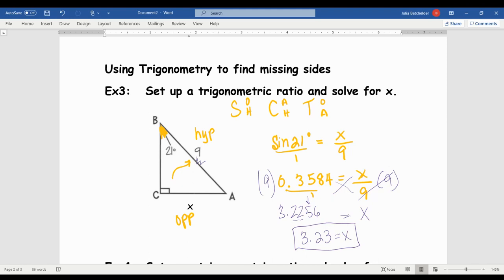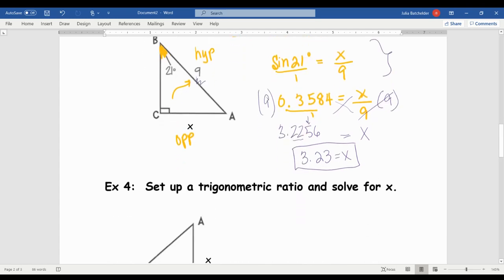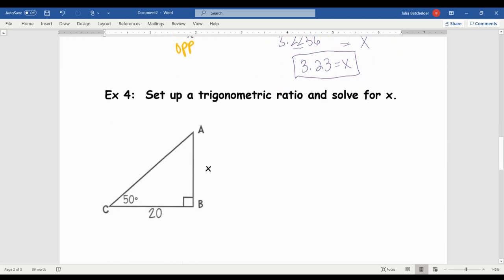So here is my setting up my trigonometric ratio, and I'm solving for x. So I'm getting everything nice and set up. So please do some quality work. It makes a huge difference in how well you do at this.